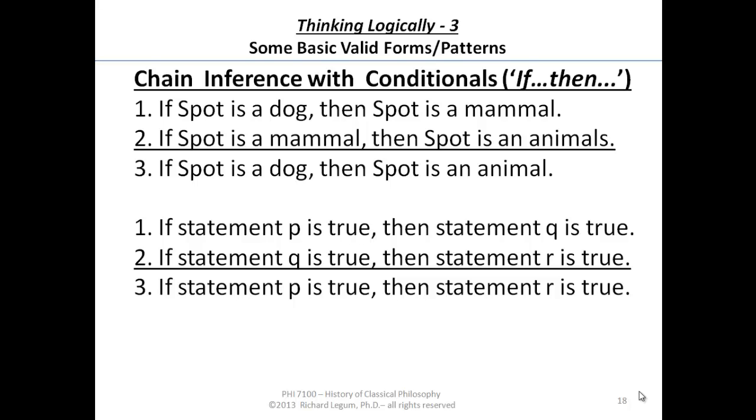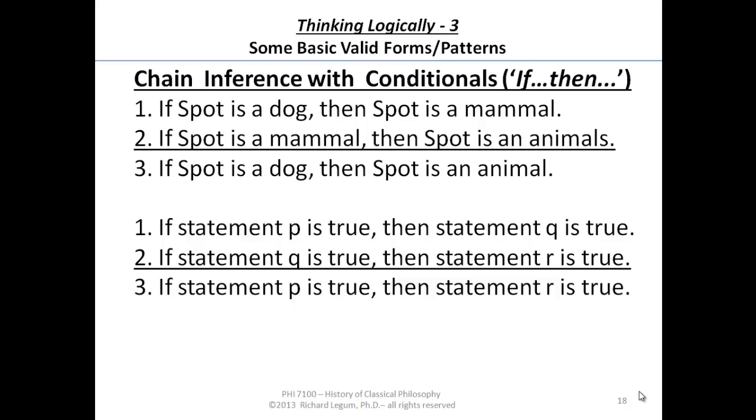The idea with a chain inference is that we're going to have, at least with the alls, a series of alls. You know, all the first is the second, all the second is the third, therefore all the first is the third. And we're going to see the same thing is true with conditionals. In fact, the same kind of inference. If Spot's a dog, then Spot's a mammal. If Spot's a mammal, then Spot's an animal. Therefore, if Spot's a dog, then Spot is an animal.